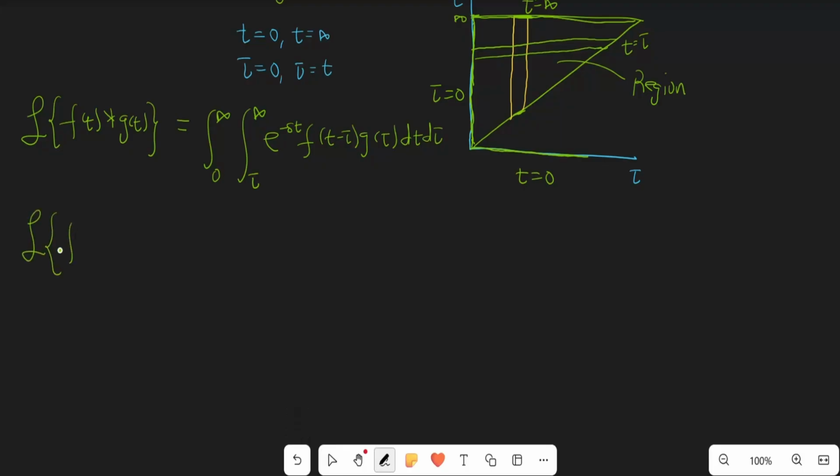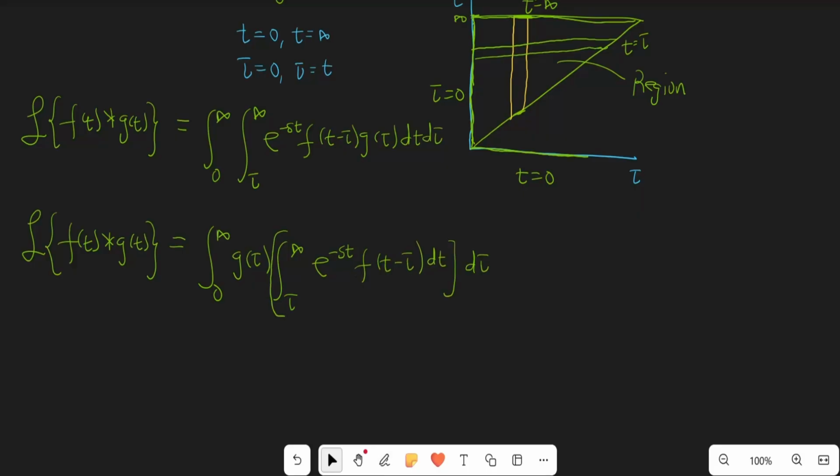The Laplace transform of f of t convoluted with g of t is equal to the integral from 0 to infinity. This g of tau has nothing to do with t, so I'm going to bring it here. G of tau, then the integral from tau to infinity of e to the negative st, multiplied by f of t minus tau, and then dt, and then this one is closed, and then d tau outside, like this.